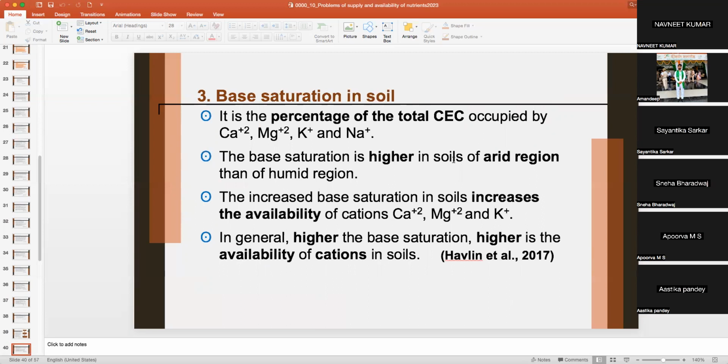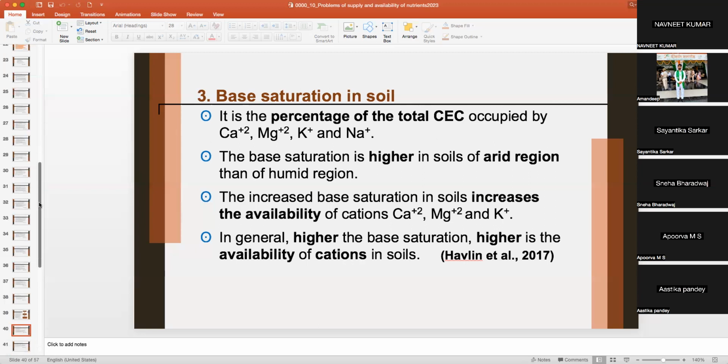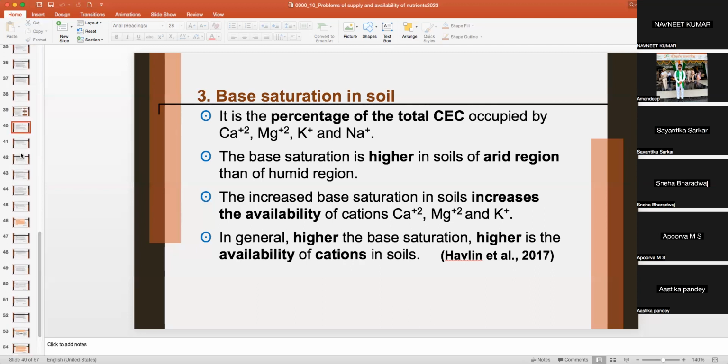The base saturation is generally higher in soils of arid regions than humid regions. The increased base saturation in soils increases the availability of cations. To increase the base saturation, so availability of cations increases. In general, the higher the base saturation, the higher is the availability of cations. So this is base saturation as a factor of nutrient availability.